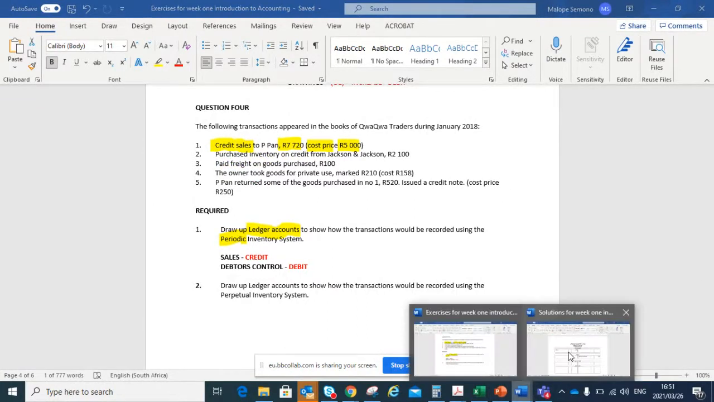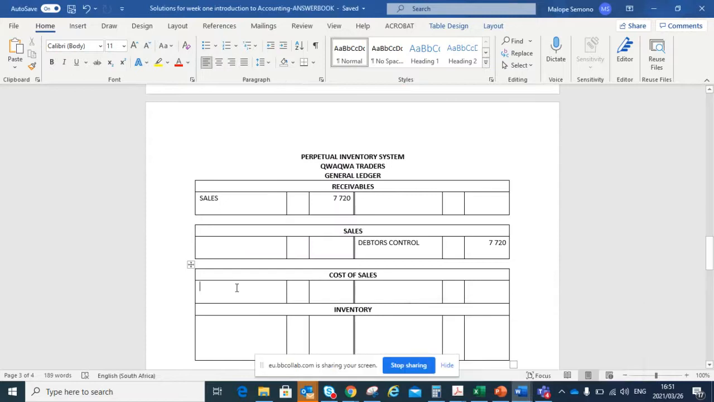Can you see now? So now we must go. Under sales, we debit. So I'm going to come here. Remember, the contra will be the inventory, 5,000. But here, I'm going to come to the credit side. The contra will be cost of sales. How much? 5,000. You see, just like that. So you analyze and you will be okay.